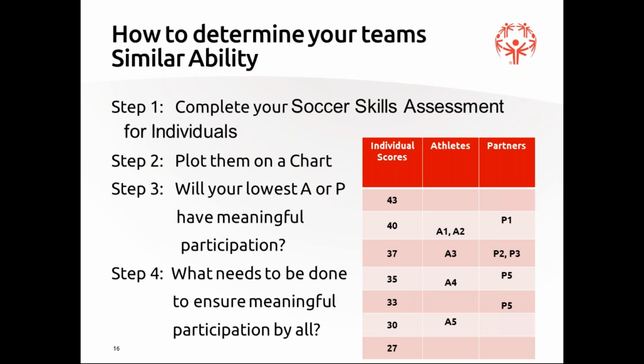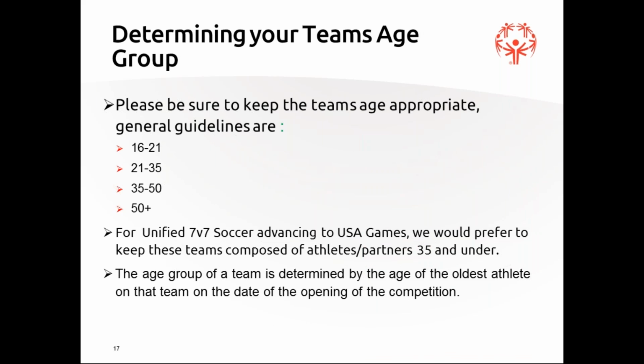And looking at this chart, it might be taking your A5 athlete and moving them to a different team, taking them back to skills, working with them until they can get their individual rating up high enough that they can participate safely on the team. Remember, safety comes first. So if that athlete is not going to be safely on the field, please make sure that you move them up.